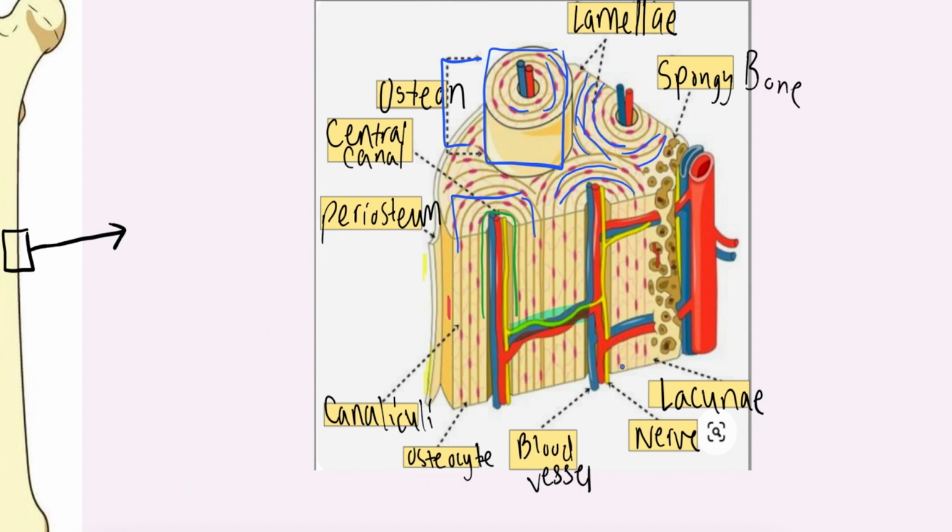Now the rings of the osteon are made up of the lamellae, and the spaces within the rings are called lacunae. So these spaces, these random spaces here, I will be labeling in red. These spaces in between are called lacunae, okay? The spaces in between these rings are called lacunae.